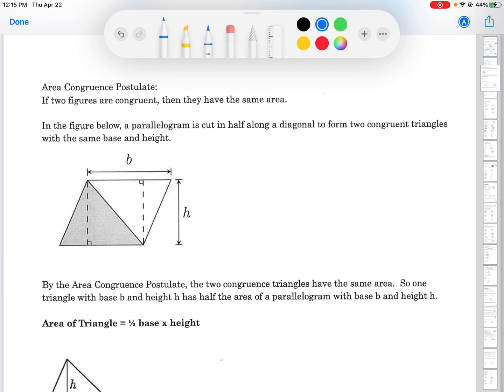All right. We have the area congruence postulate, and what that's saying is that if two figures are congruent, they have the same area. So in the figure below, a parallelogram is cut in half along a diagonal to form two congruent triangles, which means this portion is going to have the same area as this portion, and that's by the area congruence postulate. So two congruent triangles will have the same area. So one triangle with the base and height has half the area of that parallelogram.